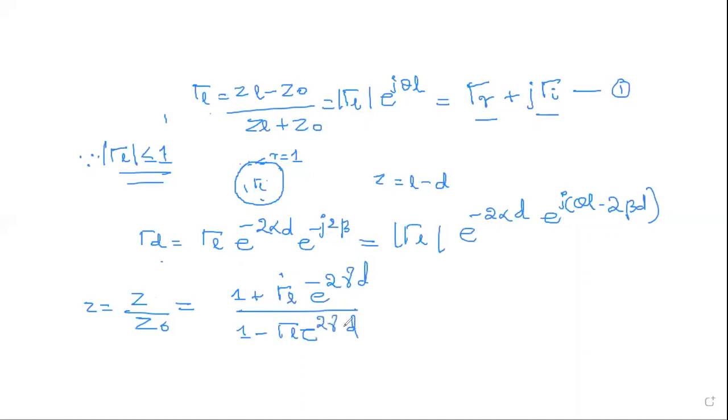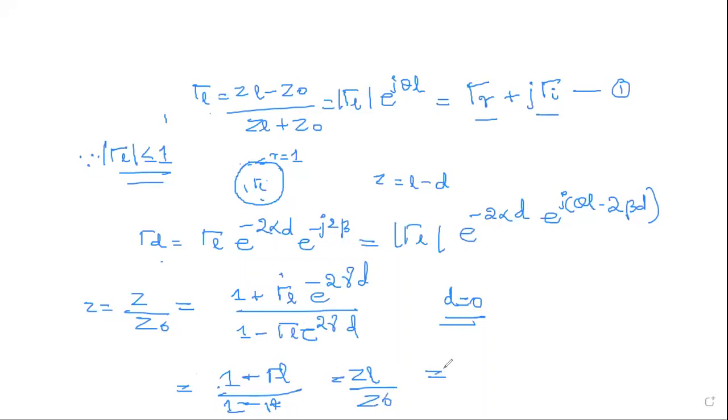So this equation, with no loss. No loss means your D value will be 0, and your Z will be equal to ZL. If I substitute it here, it is equal to 1 plus gamma L divided by 1 minus gamma L. That is, if you substitute 0 here, e to the power 0 will be 1, again e to the power 0 will be 1. 1 plus gamma L over 1 minus gamma L is nothing but your normalization ZL by Z naught.